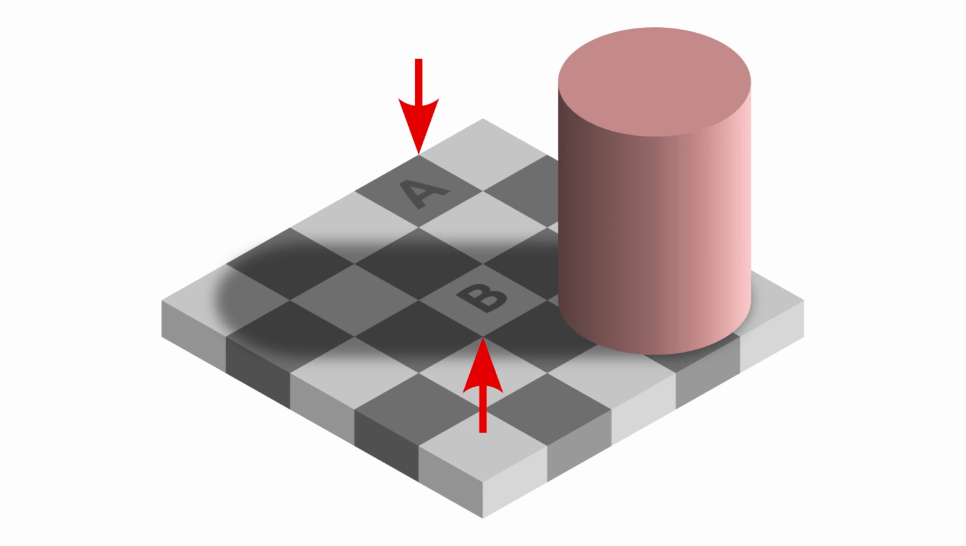Square A appears darker in color than square B. But in fact, for squares A and B, the pixels on the screen are the same color. This happens because our brains interpret the color and brightness of objects based on the surrounding context and lighting, causing us to perceive squares of the same color as different ones due to shadows and contrasts.